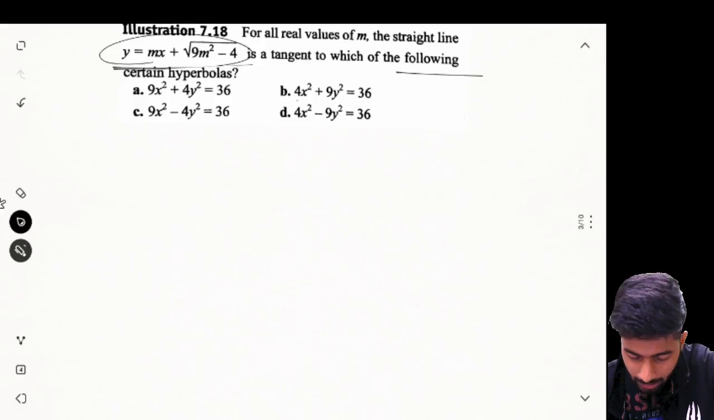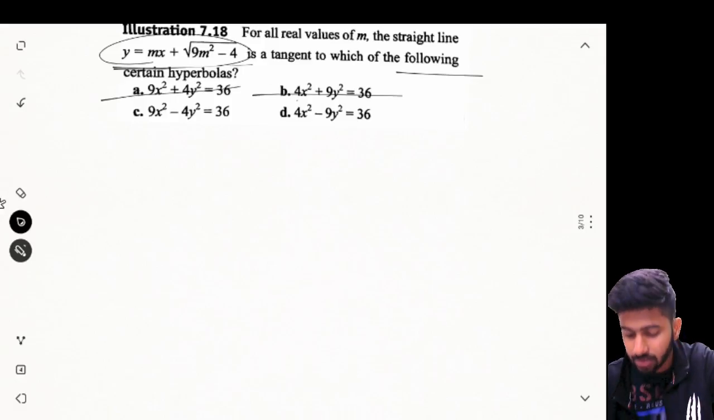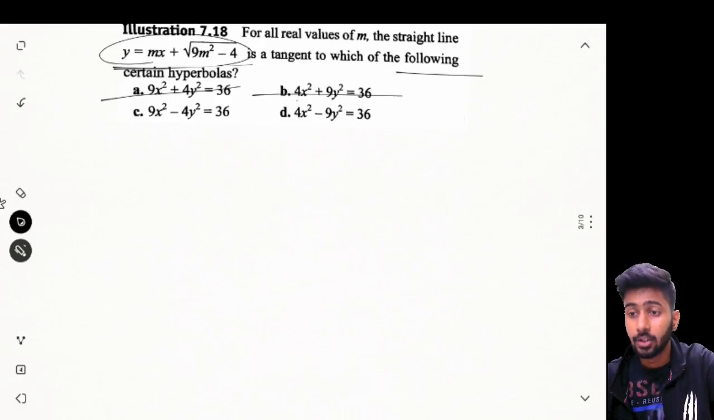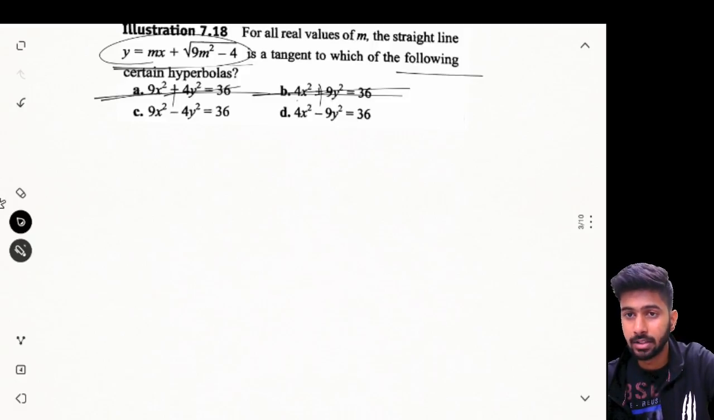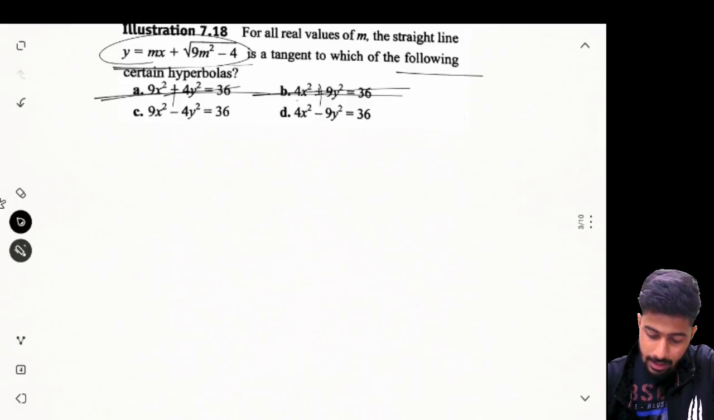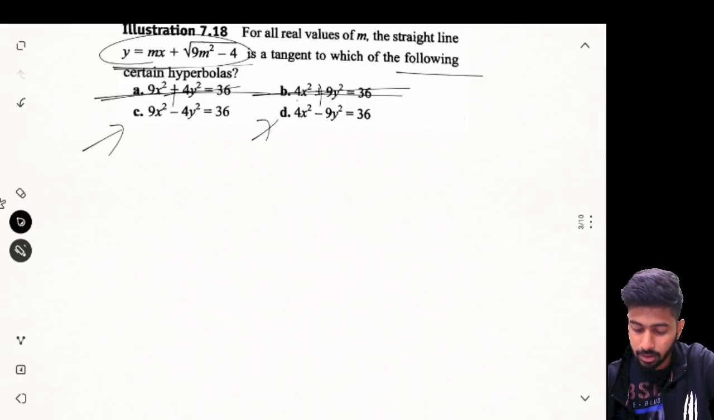Because the question is about hyperbolas, option A and option B are straight away omitted. Why? You should be smart enough to omit such options because you have a plus in the middle. The plus would mean that these two are ellipses, they are not hyperbolas at all. So I don't even need to check for them, right? C and D is what I have to check because these are possible hyperbolas.